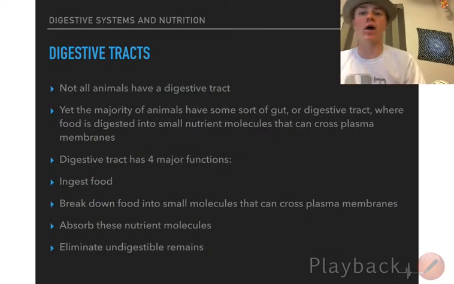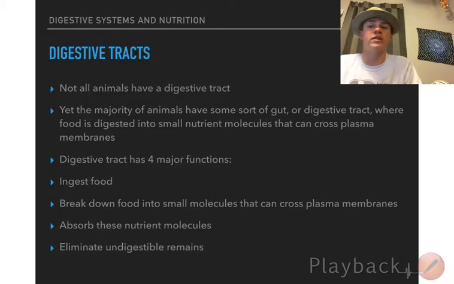Digestive tracts. Not all animals have a digestive tract. Yet the majority of animals have some sort of gut or a digestive tract where food is digested into small nutrient molecules that can cross plasma membranes. The digestive tract has 4 major functions. It ingests food, breaks down the food into smaller molecules that can cross this plasma membrane, absorbs these nutrient molecules, and then eliminates the undigestible remains.